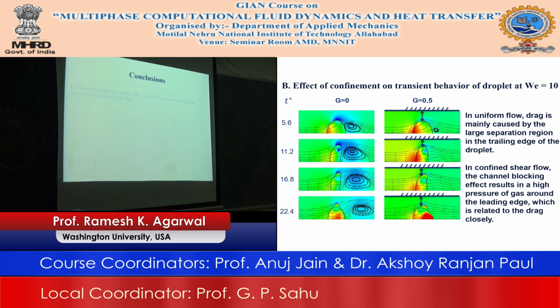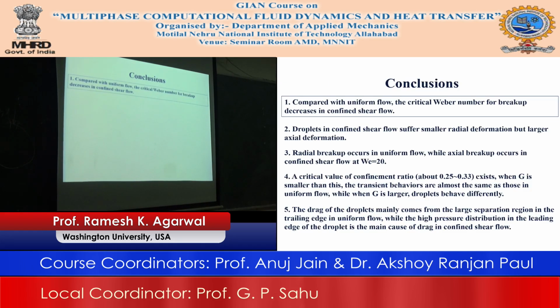So, what this is saying is that compared to the uniform flow, the critical Weber number for breakup decreases in confined shear flow. It means that the breakup occurs much faster. The droplets in confined shear flow suffer a smaller radial deformation, but larger axial deformation, which was shown in the video that we had. And of course, breakup occurs at Weber number of 20 in both cases.